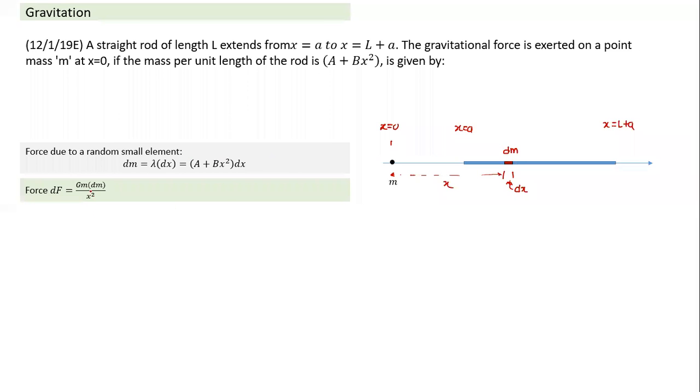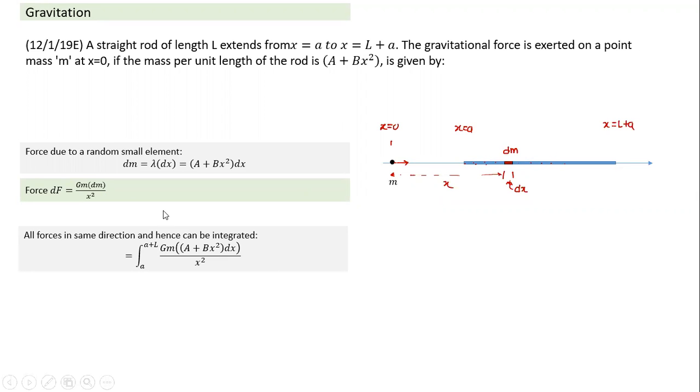So what is the force of attraction? G into first mass into second mass divided by the square of the distance. This is the force which will act on M due to this mass here. Which direction will the force act? The force will act in this direction, and all are in the same line. All elementary pieces will also exert force in the same direction. Hence, though it is a vector quantity, I can simply integrate and find the resultant.